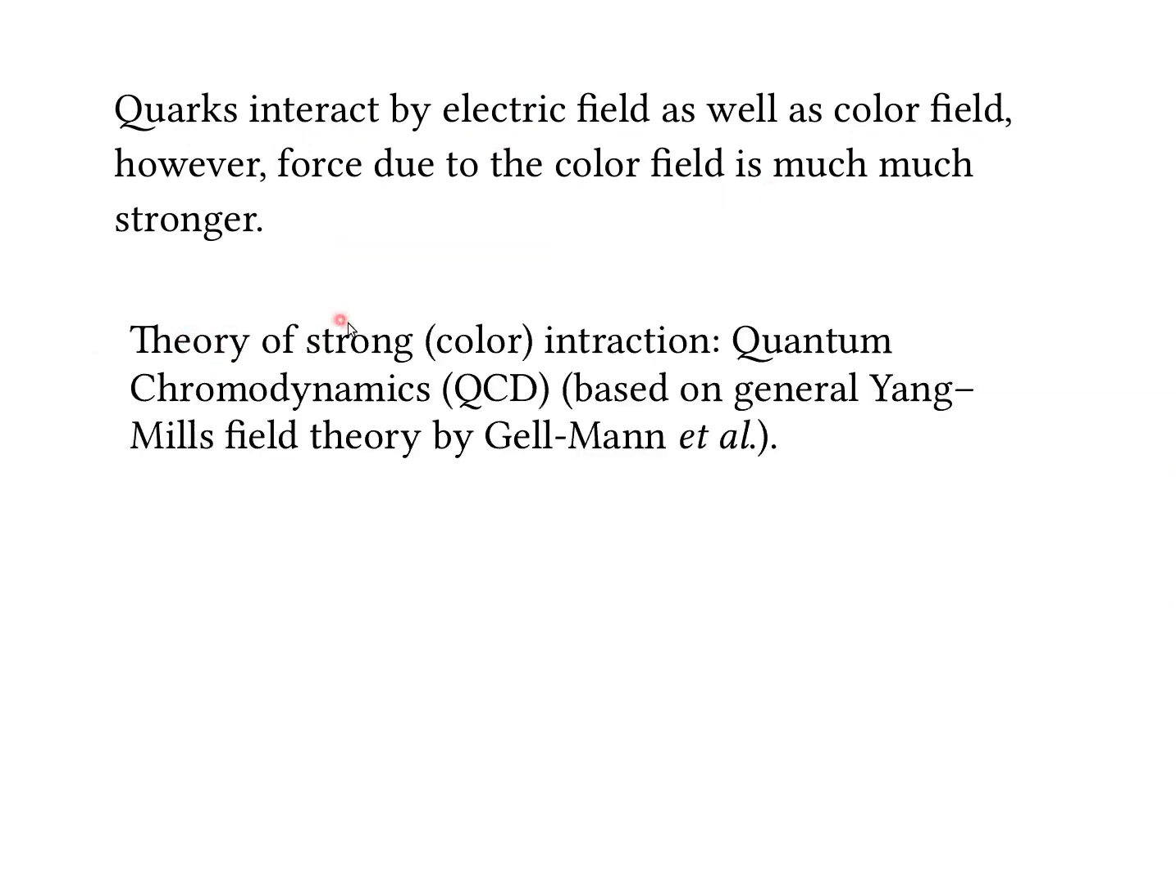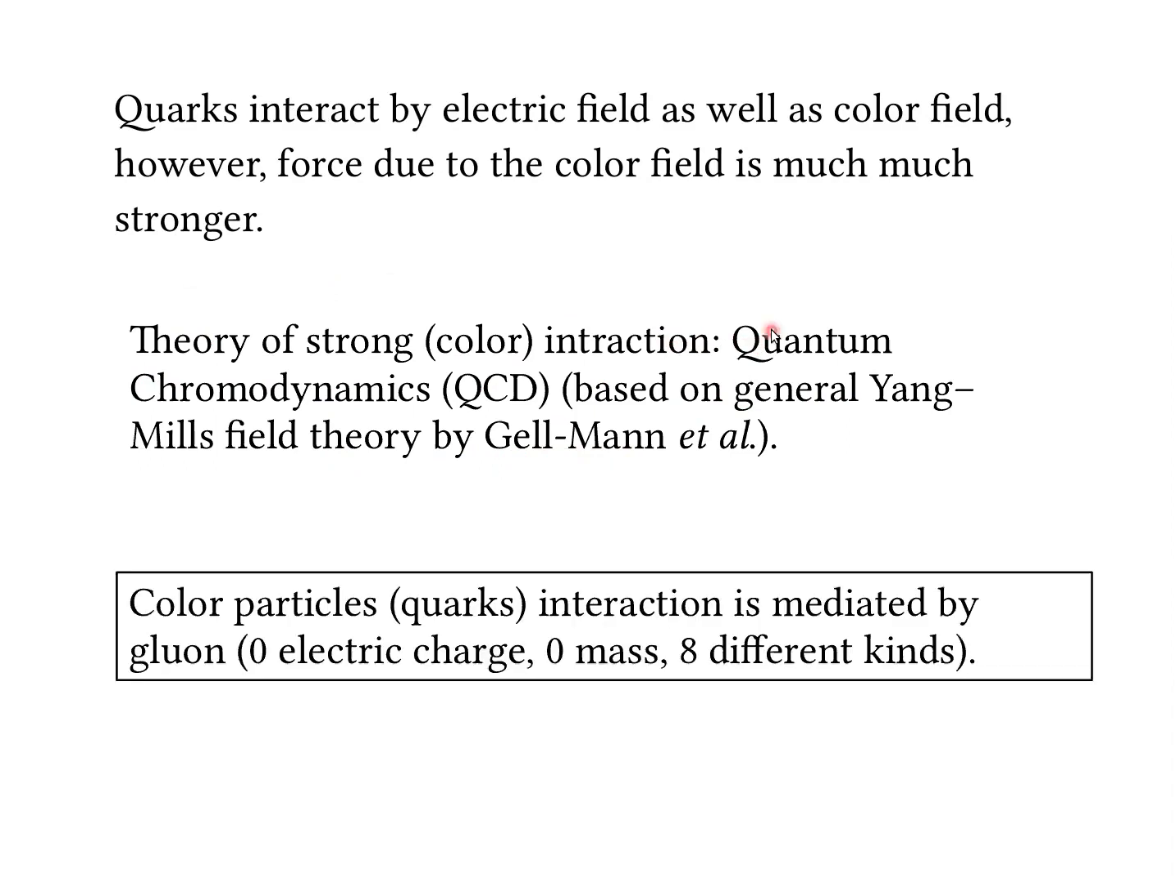So the theory of strong interaction is because of the color quantum number. It gives another kind of force, which is a strong force, and the theory of that is called quantum chromodynamics. Chromo of course comes from the color, and that comes from the general Yang-Mills field theory, developed by Gell-Mann and so on. So there is quantum electrodynamics for electromagnetism, and now comes quantum chromodynamics because of the color.